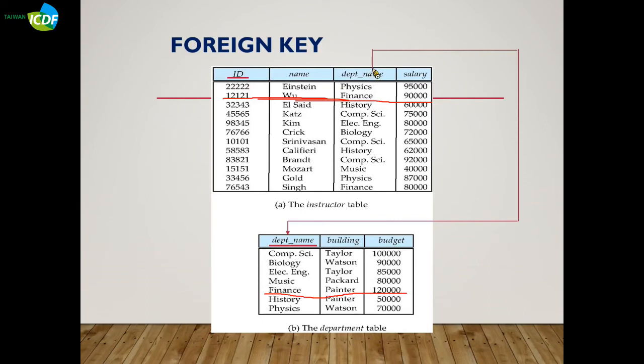Here, the department name of the instructor table mainly deals with referencing another table, so it is called the referencing relation. And the department name of the department table is the referenced attribute, so the department table is called the referenced table.